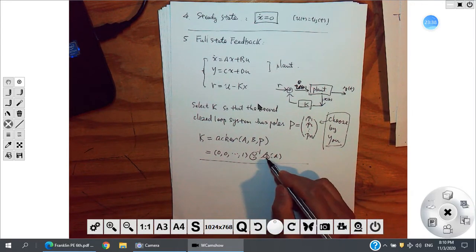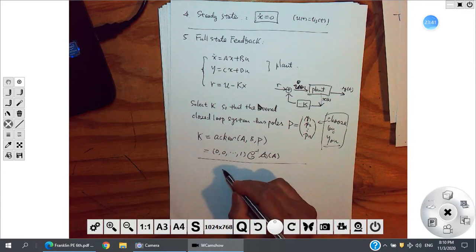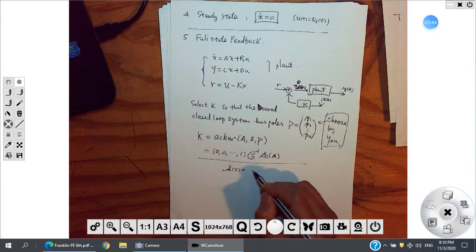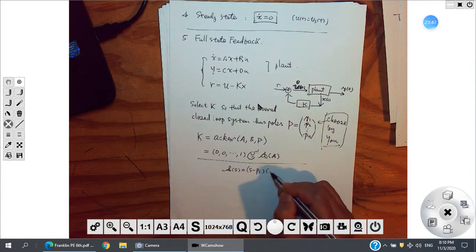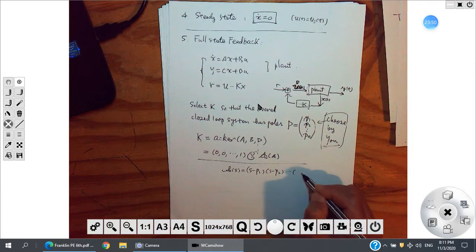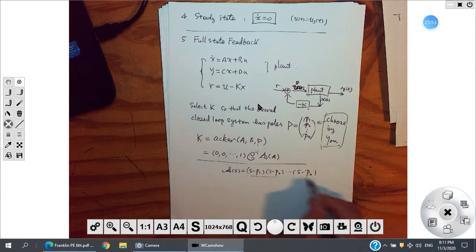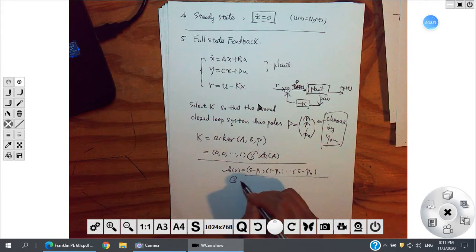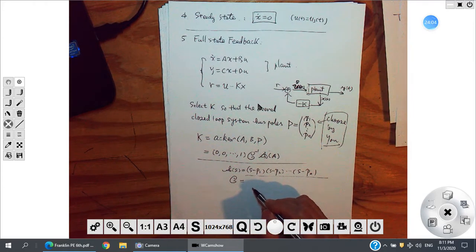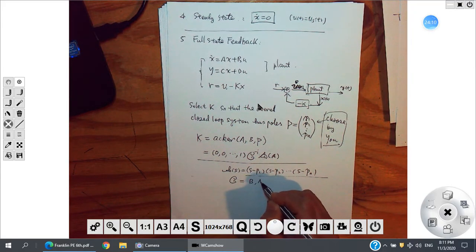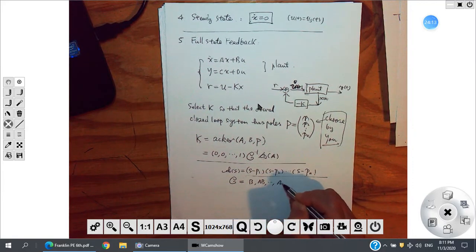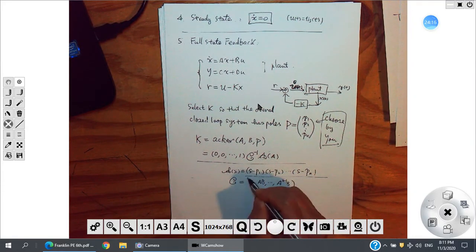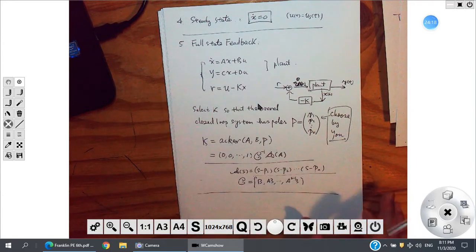And what is A? That depends on where A of s equals s minus pole 1 times s minus pole 2 times until s minus pole n, equal to this. And you replace s by A, then you have this one. Right. And C. Did I mention what C is? Yeah, for CCF we also need this C, right? C is B, AB, until A^(n-1)B, right? We have this one. So this is a full state feedback.